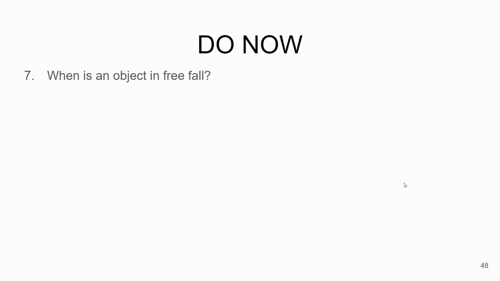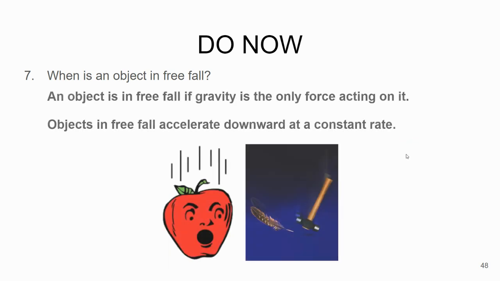And then the last do now question: when is an object in free fall? An object is in free fall when gravity is the only force acting on it. So no normal force from your hand, you're not holding it. You're ignoring air resistance, either because you're on the moon and there's no air resistance, or you're in a giant vacuum chamber. Or the thing you're dealing with is so massive and not moving fast enough for air resistance to actually matter very much. So there's a little air resistance, but it's very small, so you're just saying it's negligible. You're ignoring it. We do that a lot in physics.